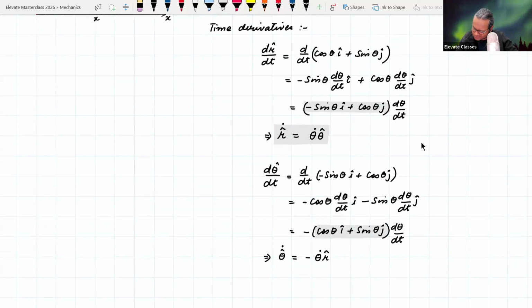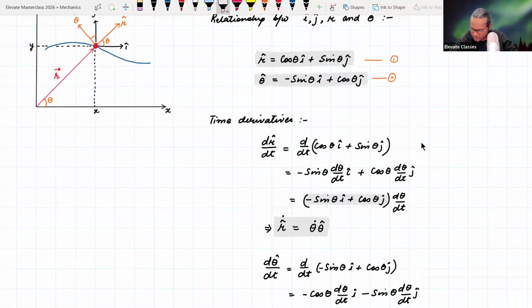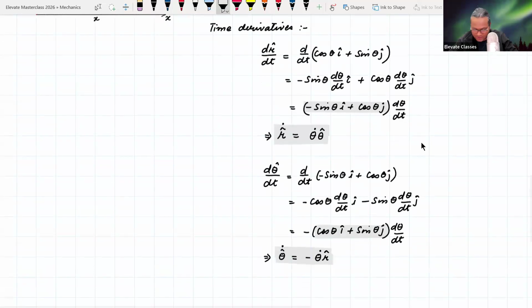No, sorry, not theta dot r cap. Yes, correct, theta dot r cap. Minus sine theta I plus cos theta j is theta cap, and cos theta I plus sine theta j is r cap. Yes, minus theta dot r cap and theta dot theta cap. Okay, these are the time derivatives.